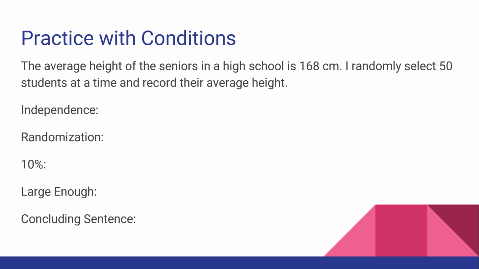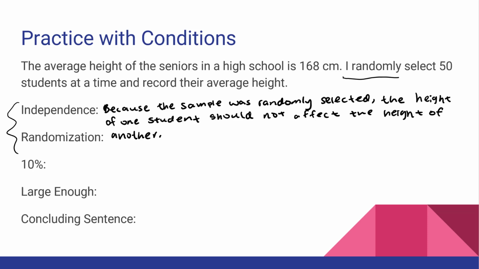So we have another question now. The average height of the seniors in a high school is 168 centimeters. I randomly select 50 students at a time and record their average height. So first we have our independence condition. So will one student's height affect another one's? No. And then if we want to put those together with the randomization condition, well, we see the word randomly over here, so we already know it's random. So let's put these two into one sentence, and that would look like this. Because the sample was randomly selected, the height of one student should not affect the height of another.